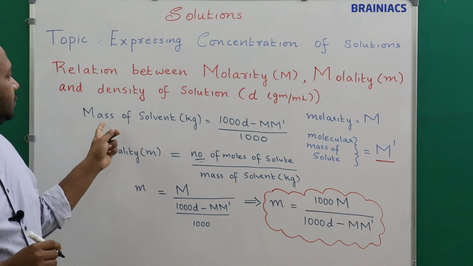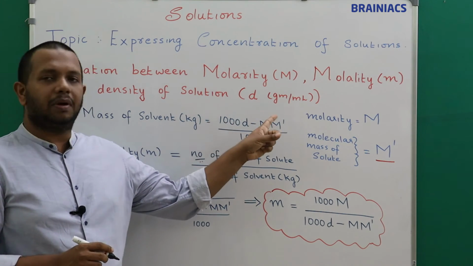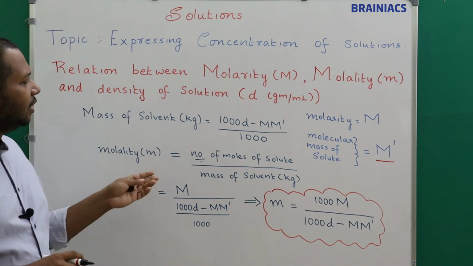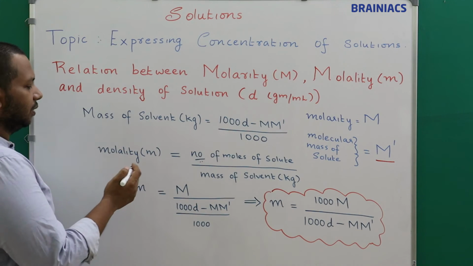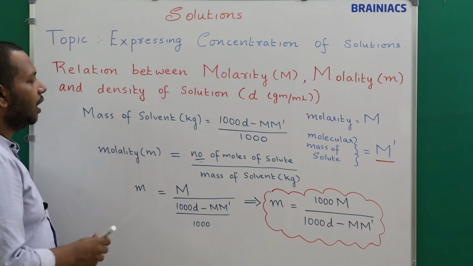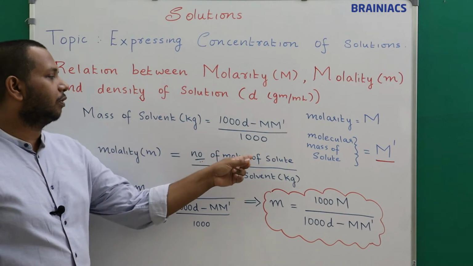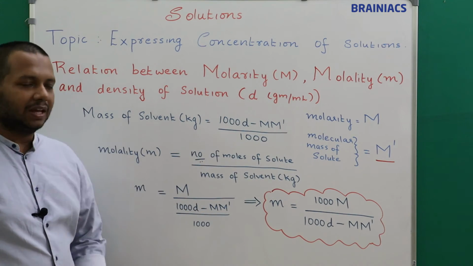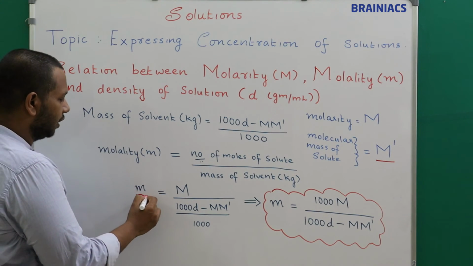So we have just seen mass of the solvent in kilogram is equal to 1000 D minus M M dash by 1000 to convert it into kilogram. And now we can apply our fundamental equation for molality. What is the fundamental equation for molality? Molality, small m, is equal to number of moles of the solute divided by mass of the solvent in kilogram. And molality can be represented by the letter small m.